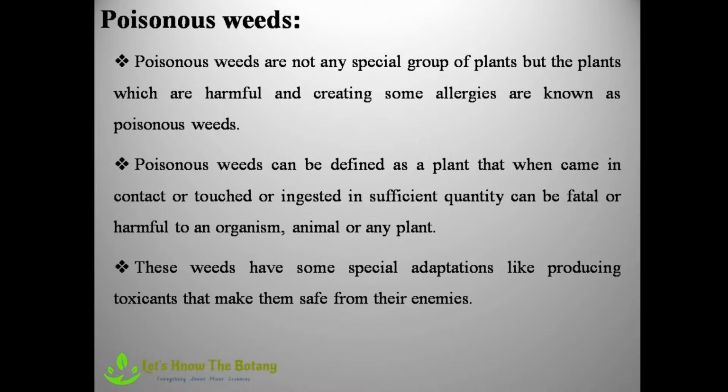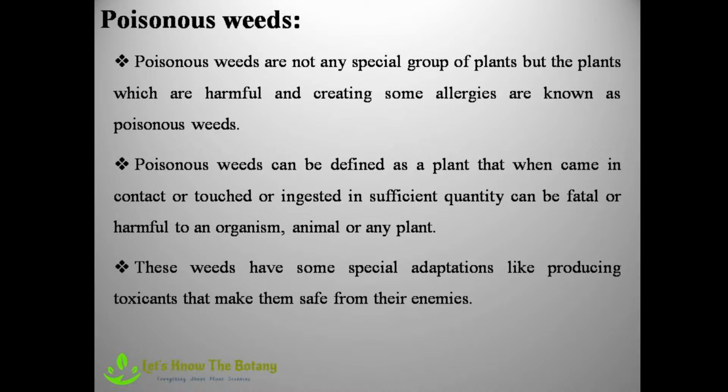So poisonous weeds can be defined in short as the plants that come in contact with humans, economically important crop plants or animals, or they may be touched or ingested, which cause fatal or harmful effects on the animals, plants or human beings. Such plants are known as poisonous weeds.